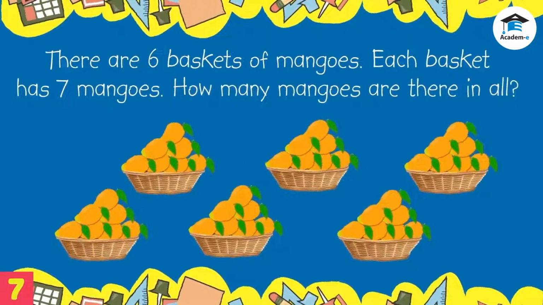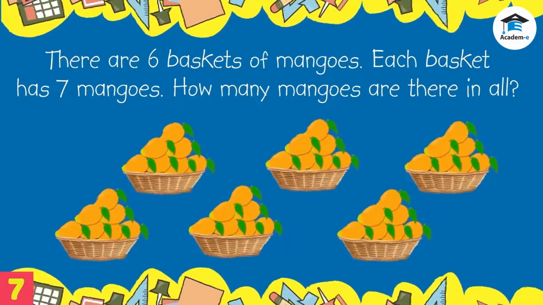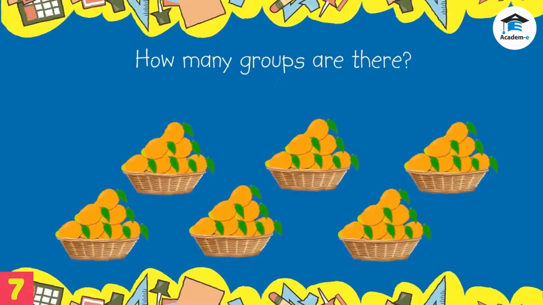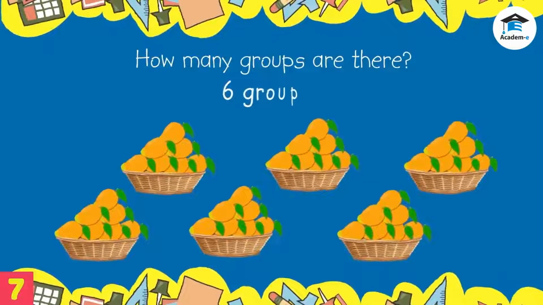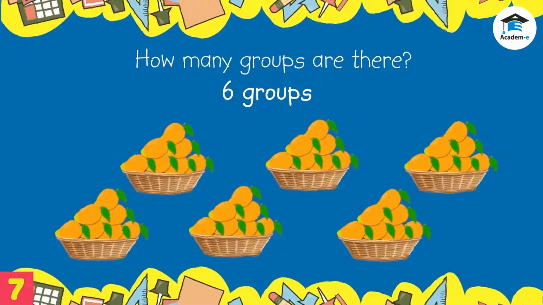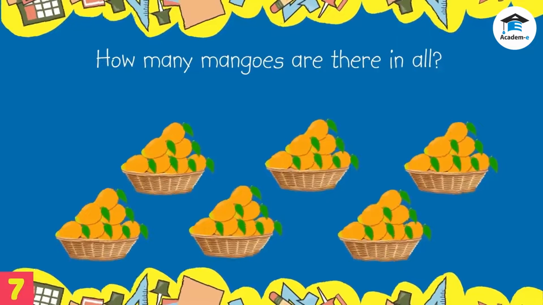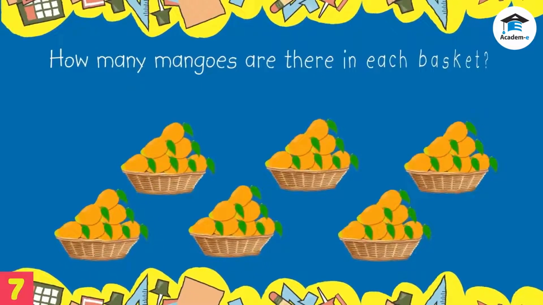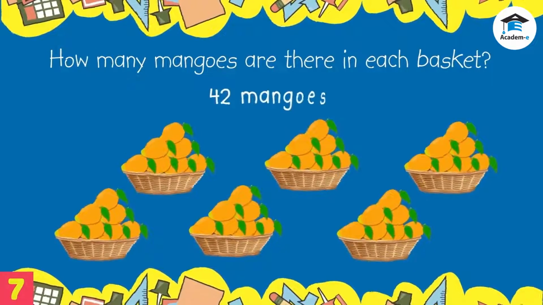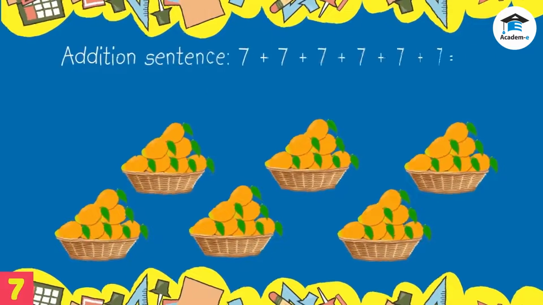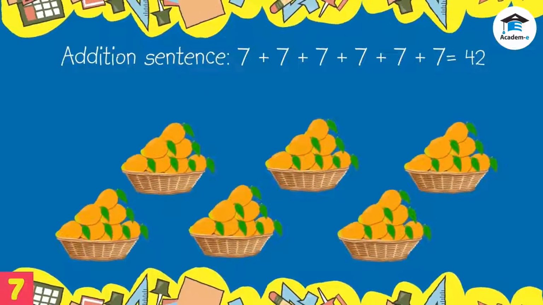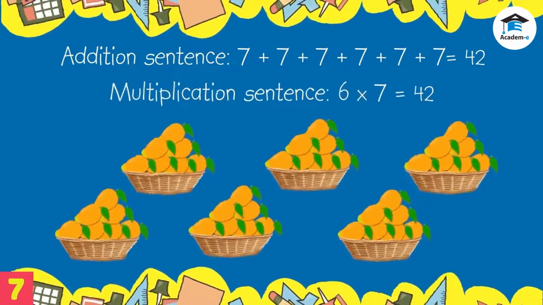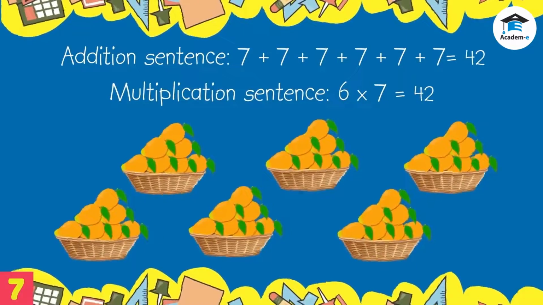There are 6 baskets of mangoes. Each basket has 7 mangoes. How many mangoes were there in all? How many groups are there? 6 groups. How many mangoes are there in each basket? 7 mangoes. How many mangoes are there in all? 42 mangoes. In addition sentence, it is 7 plus 7 plus 7 plus 7 plus 7 plus 7 equals 42. And in multiplication sentence, it is 6 times 7 equals 42.